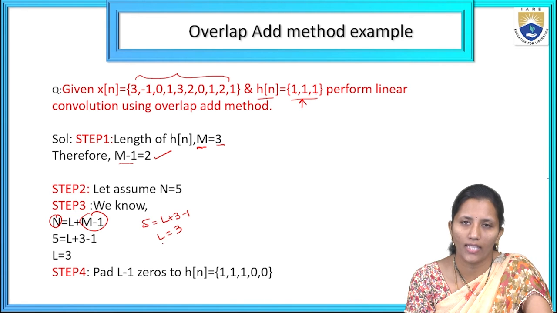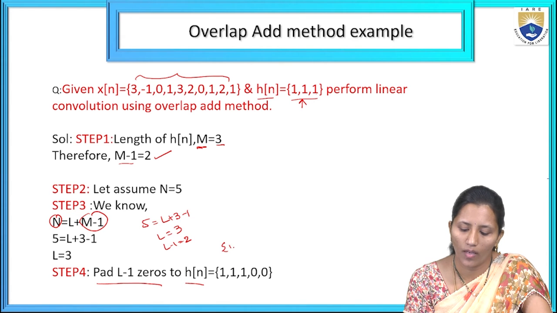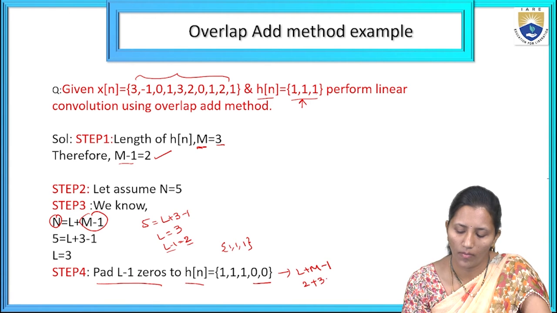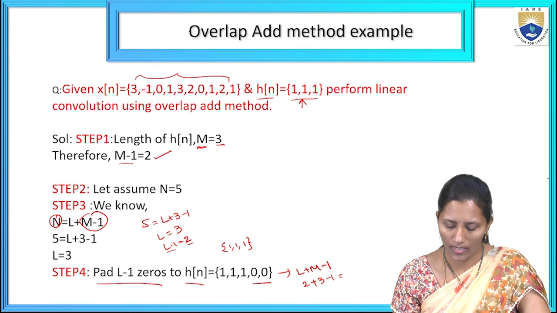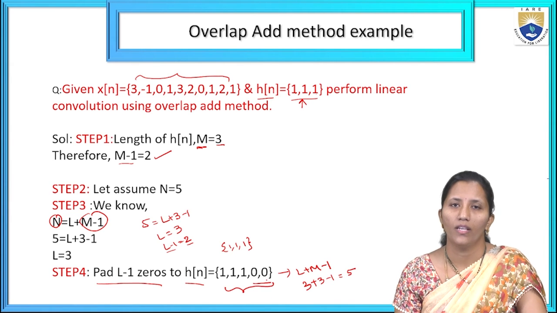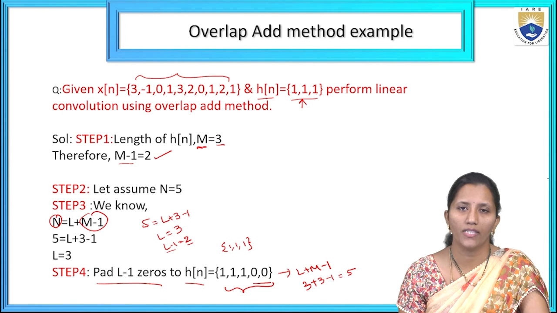We have to add this l minus 1, which is 2. We have to pad l minus 1 zeros to the h of n. So h of n has only 1, 1, 1. So we have to pad l minus 1, means 2 zeros, to h of n to make the length equal to l plus m minus 1. L is 3, m is 3, 3 plus 3 minus 1, that is 5. So I should get 5 samples in h of n. So we pad l minus 1 zeros to h of n to make the length equal to l plus m minus 1.